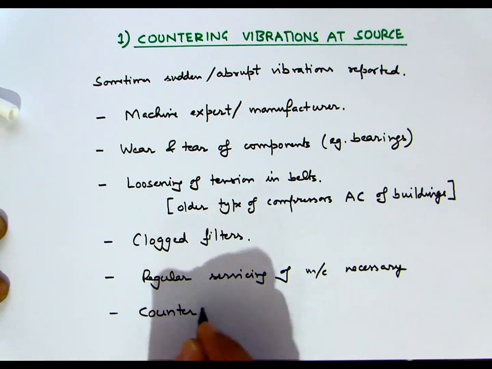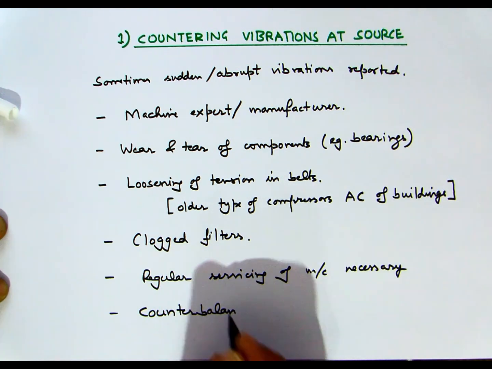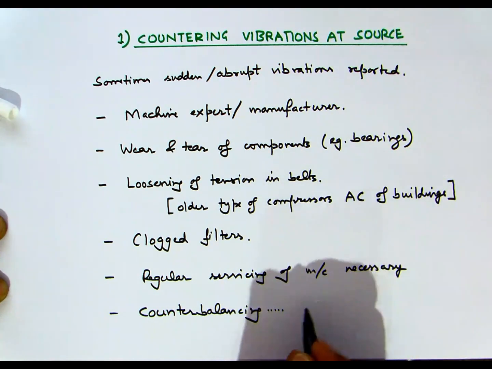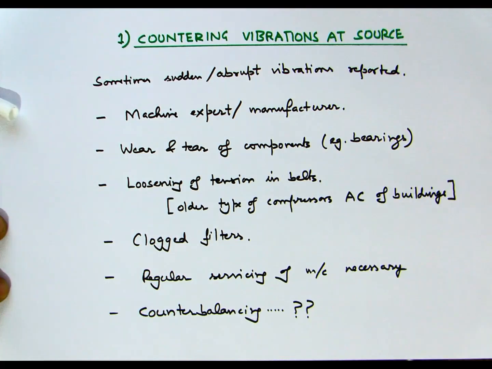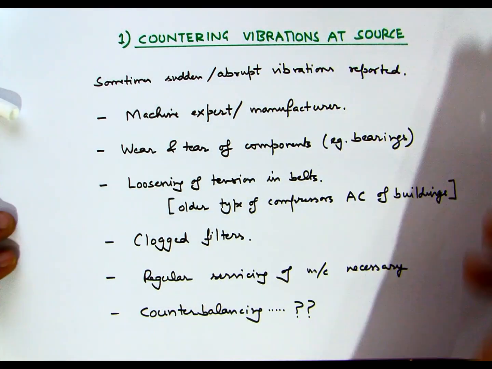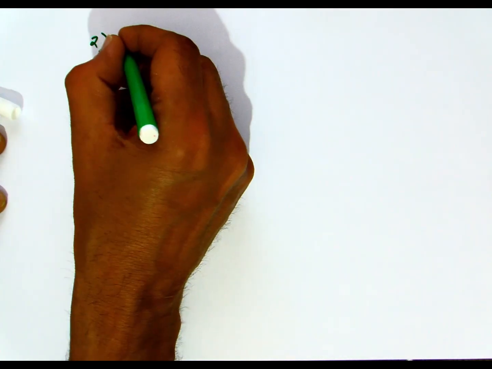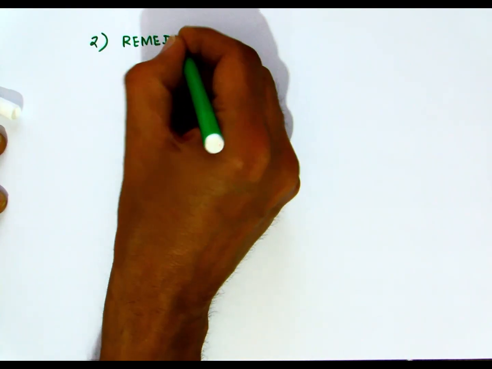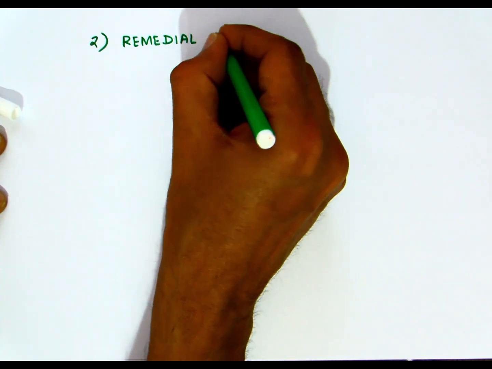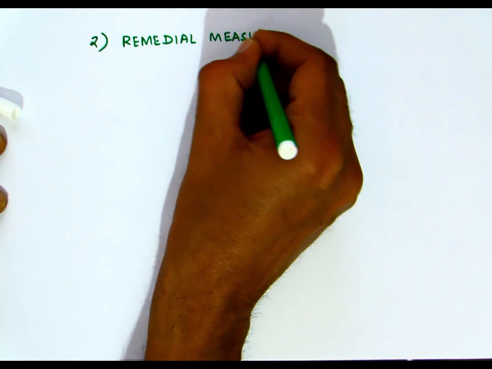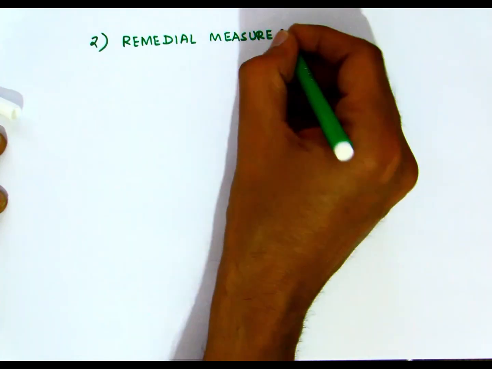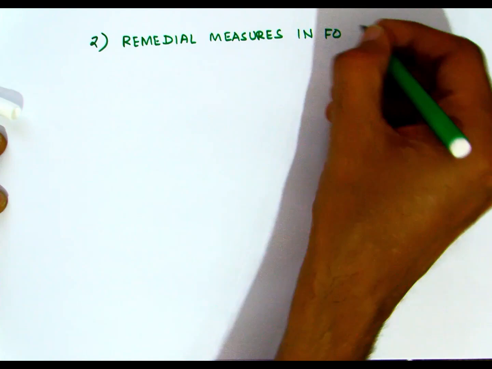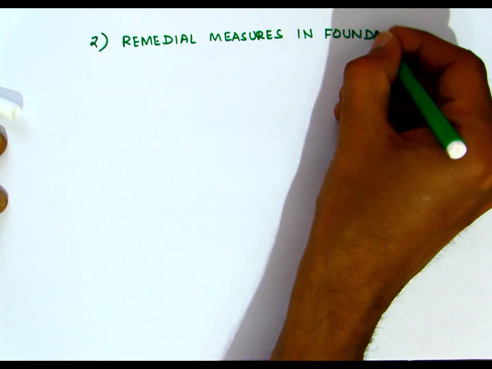And yes, there is something also possible, counterbalancing. We have already studied what it means. However, in the operational stage, whether it is possible or not is a question mark and depends on the manufacturer. The earlier remedial measure was related to the machine. Now we will study the remedial measures which can be applied to the foundation system in case remedial measures with the machine are not bearing any fruit. That means the problem does not lie in the machine but in the foundation.